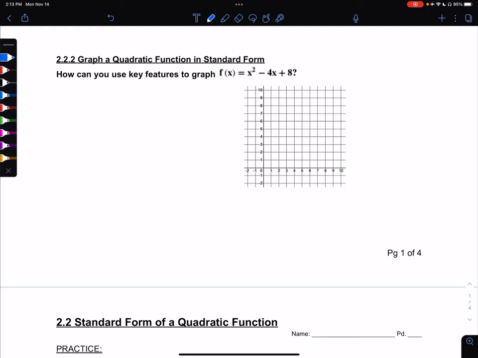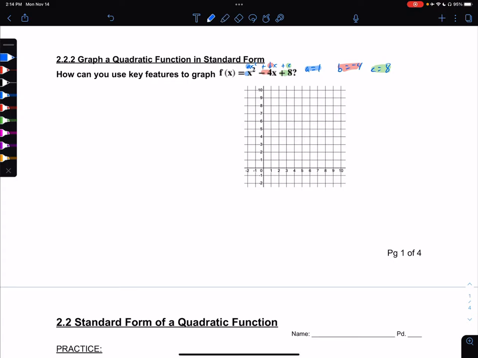So first we want to define our variables. We're going to define a, b, and c. Standard form would be ax squared plus bx plus c. So a in this problem would be equal to 1, b would be equal to -4, and c would be equal to 8. So we have a of 1, b of -4, and c will be equal to positive 8.